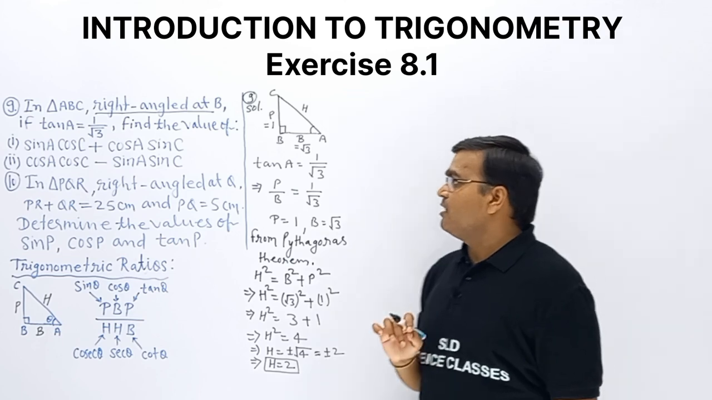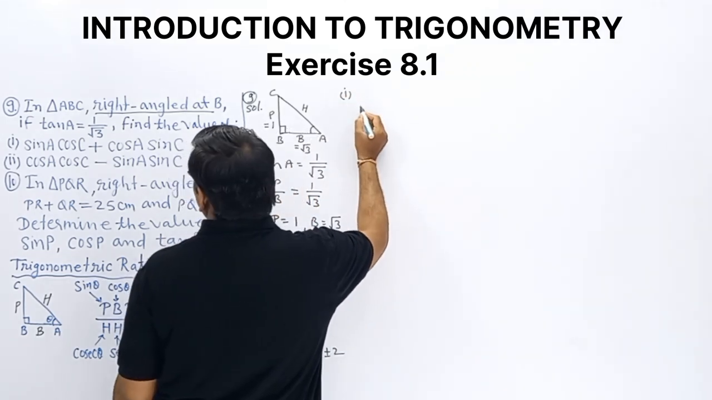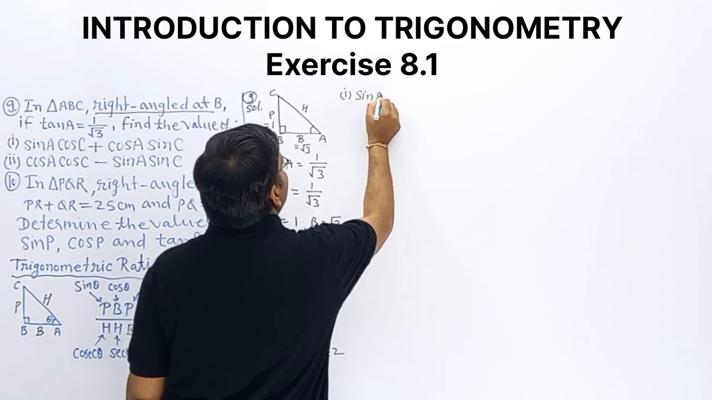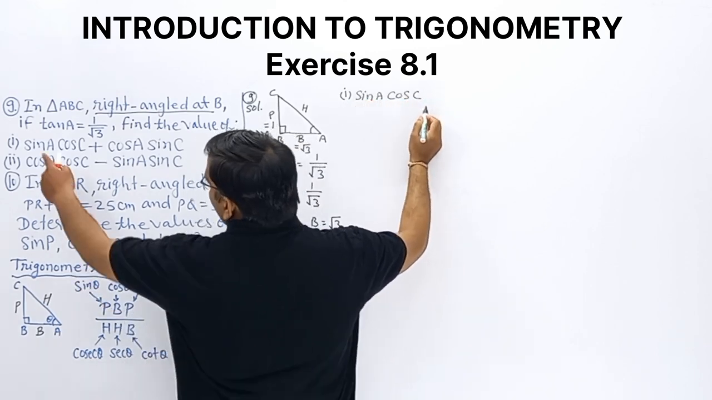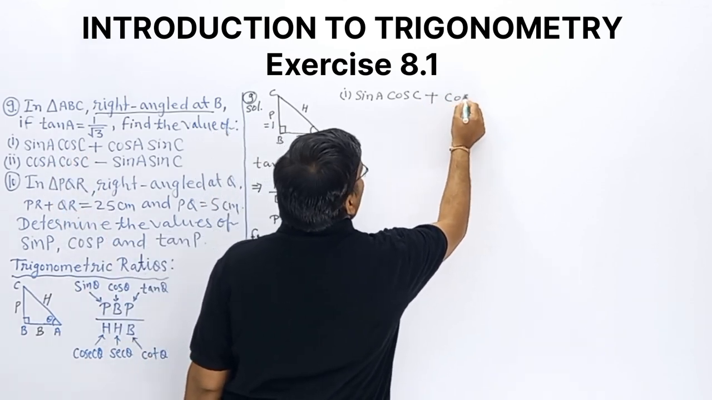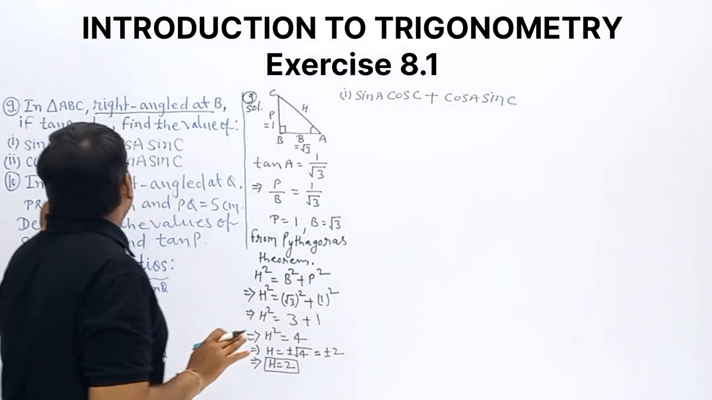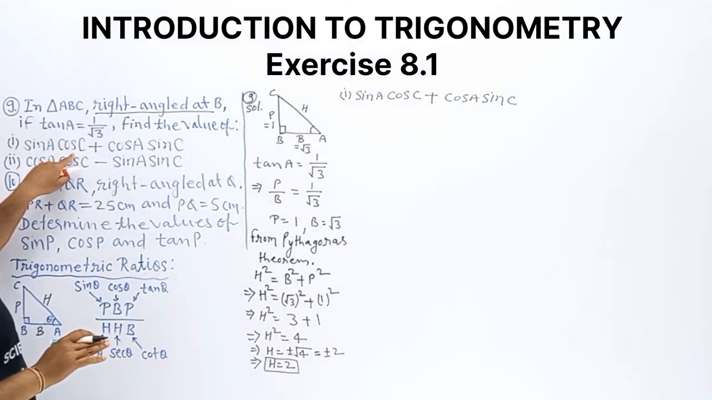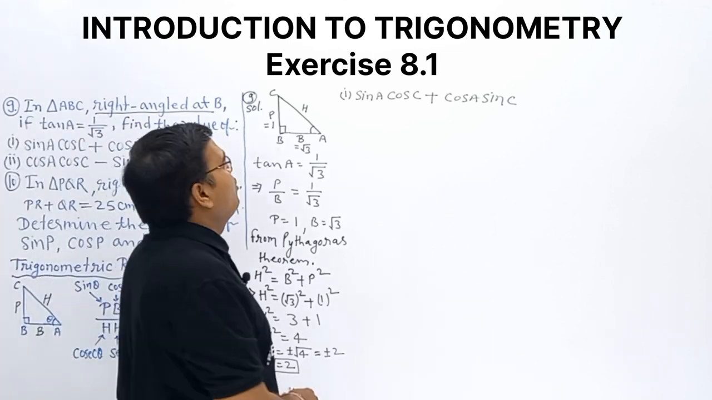Clear? Now I am taking question number 1. What is question number 1? The first one is sin A cos C plus cos A sin C. Observe, easy question, it is not hard. Sin A cos C plus cos A sin C. What will be its value we want?